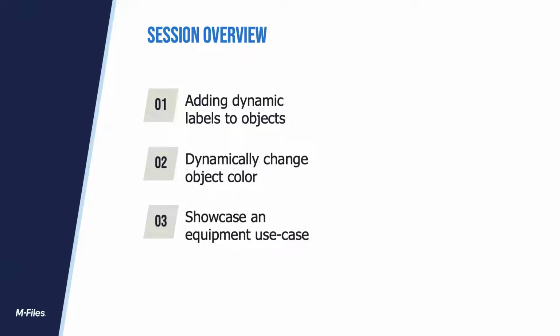In this session we'll show you how to add text and colors that dynamically change based on your metadata. You will learn how to show or hide content and to set colors based on specific conditions. We will also show you some practical examples of how this function can be meaningfully integrated into your process map.